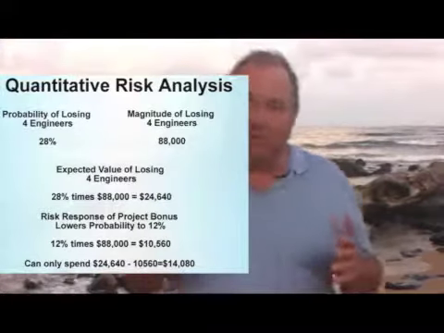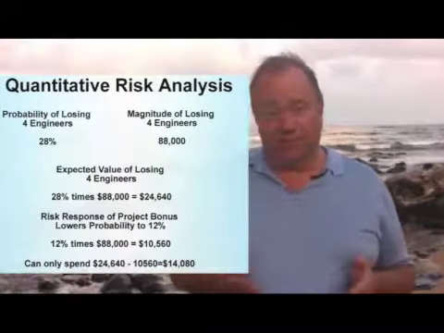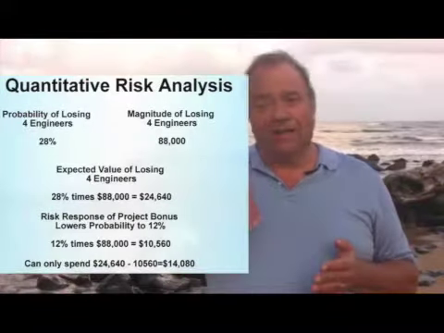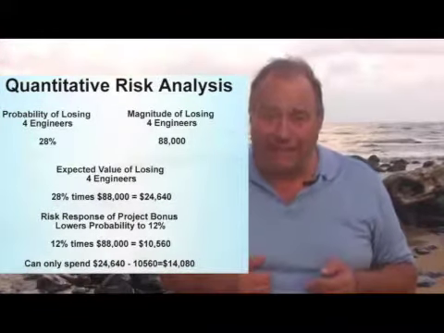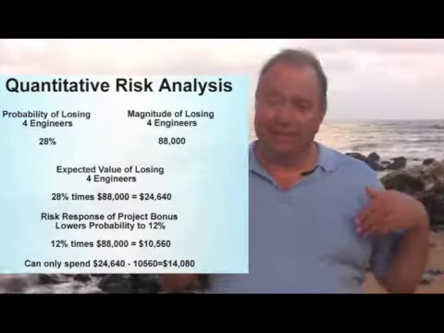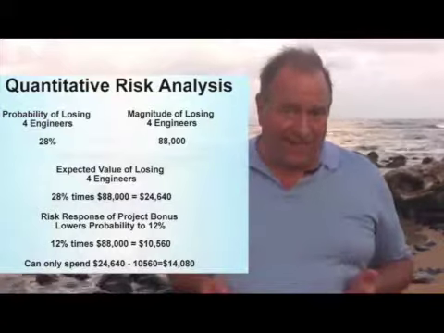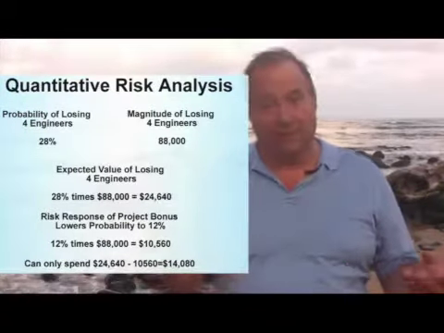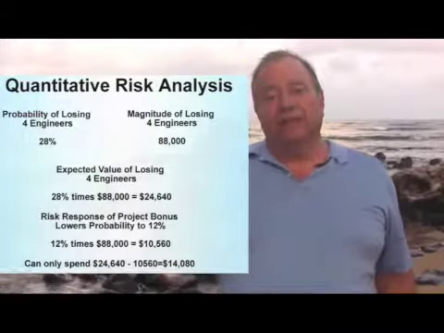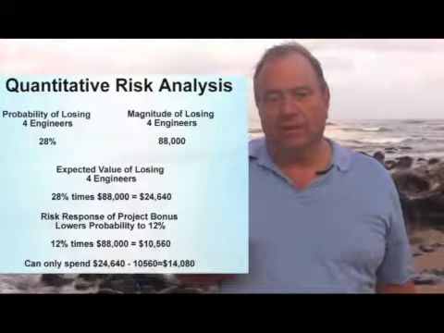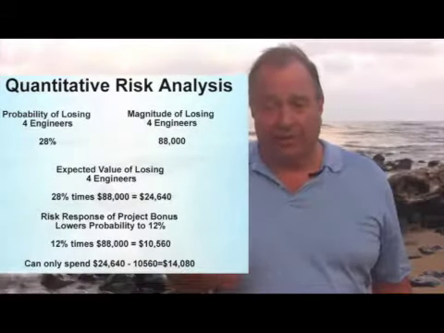The way we do that is we simply multiply the probability, the 33% I was talking about, by the $100,000 impact on the project, and so we say that risk has an expected value of $33,000. 33% times $100,000 bucks.